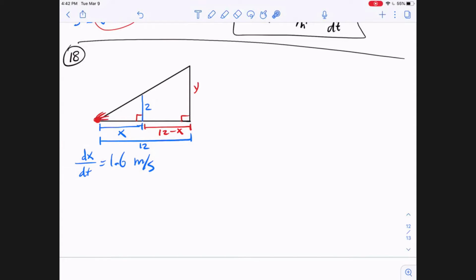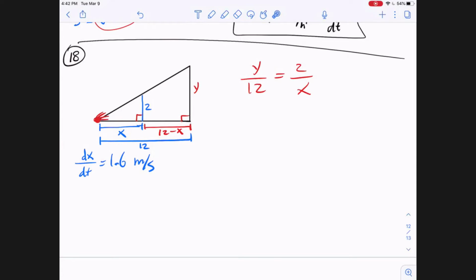So what happens is, if two triangles are similar, then you can set up an equation by saying, hey, y is to 12 as 2 is to x. Because they're similar triangles. Let me repeat that. Here's y, this side, is to 12 as 2 is to x. So they have to have similar ratios.